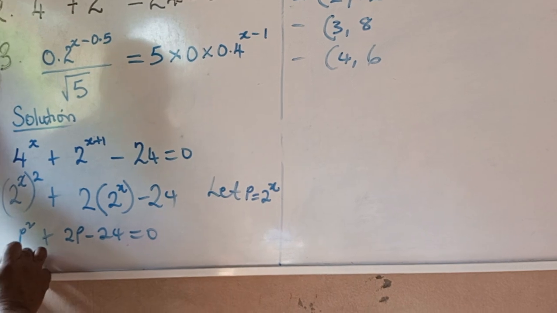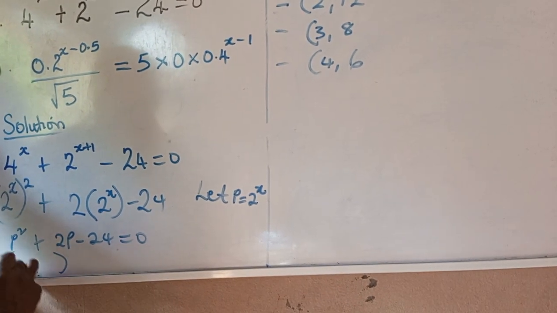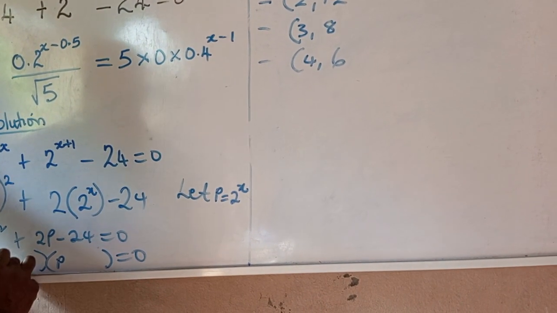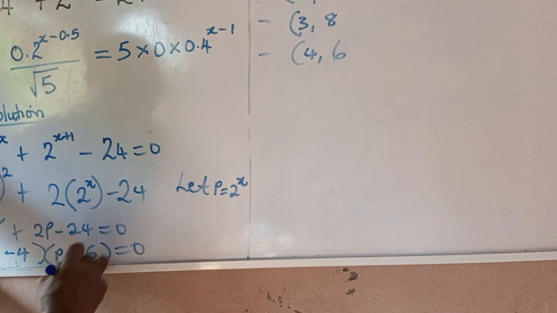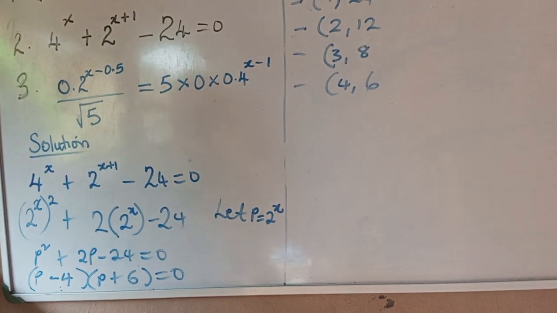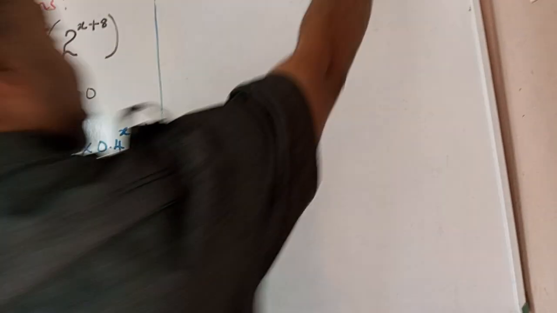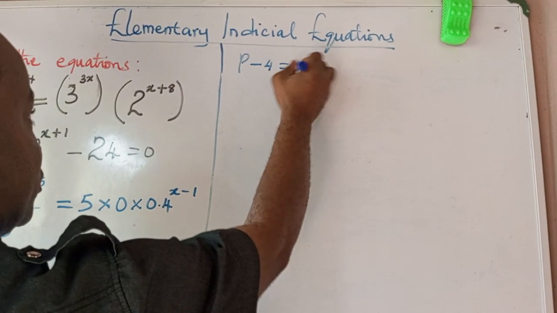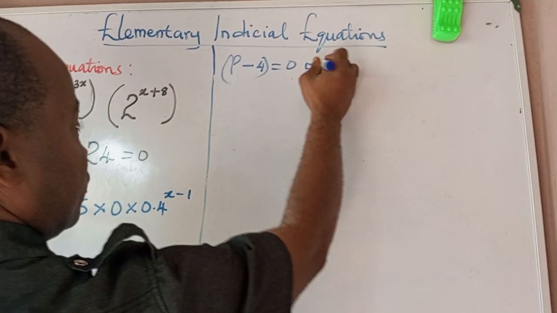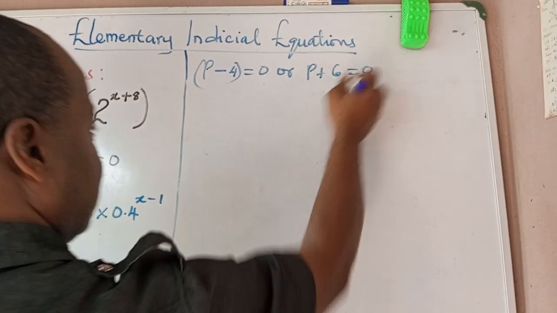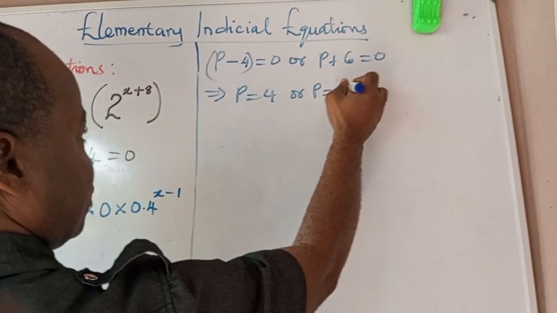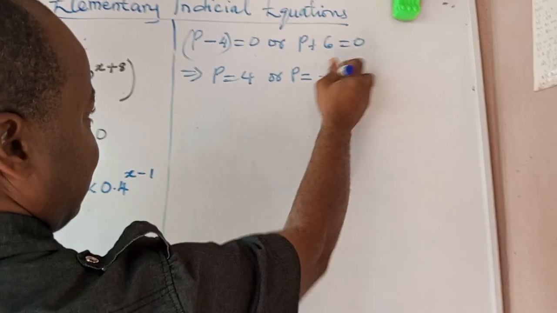So here we are going to have p squared, we split into p times p, is equal to 0. So you are going to have minus 4 plus 6. So using the additive inverses of these numbers, let me write it on the other side so that you can see it clearly. So we have p minus 4 is equal to 0, or p plus 6 is equal to 0, which implies that p is equal to 4, or p is equal to minus 6.